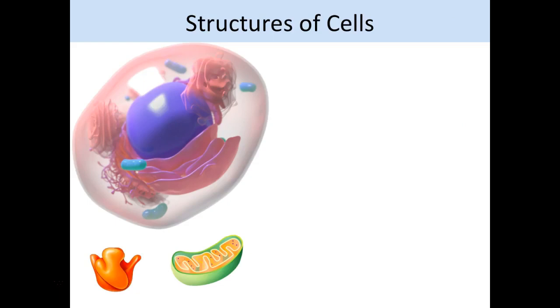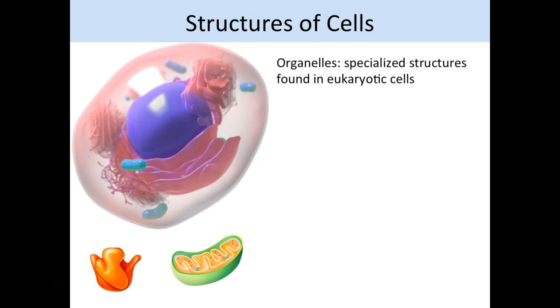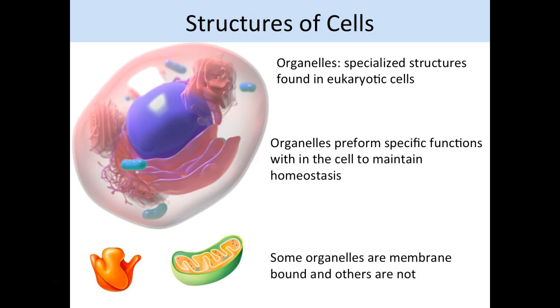Structures of cells. The structures inside of cells are called organelles. Organelles are specialized structures found in eukaryotic cells. Organelles perform specific functions within the cell to maintain homeostasis. Some organelles are membrane-bound and others are not. An example of a membrane-bound organelle would be mitochondria. An example of a non-membrane-bound organelle would be a ribosome.